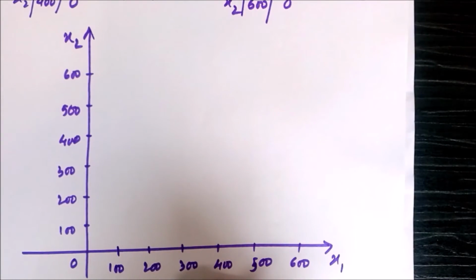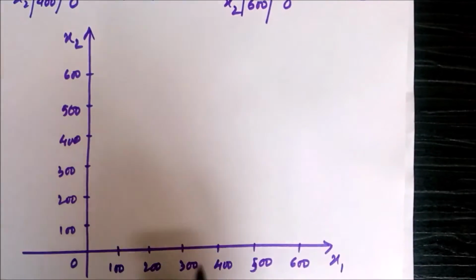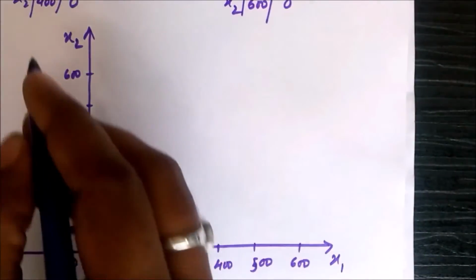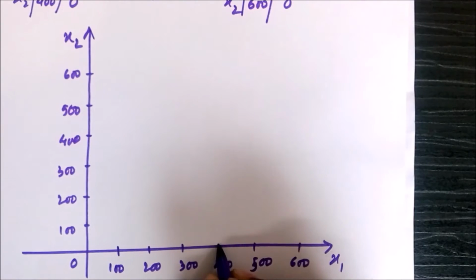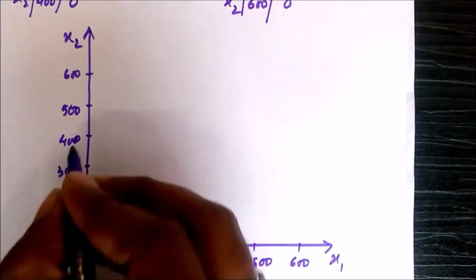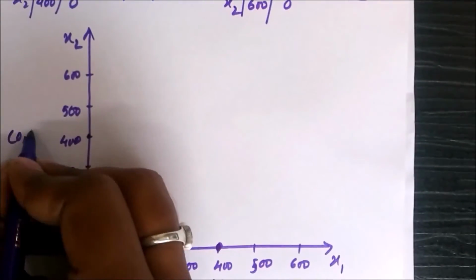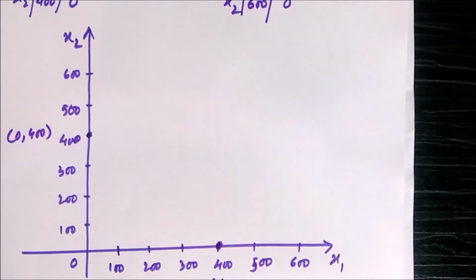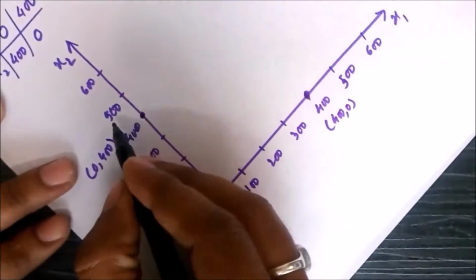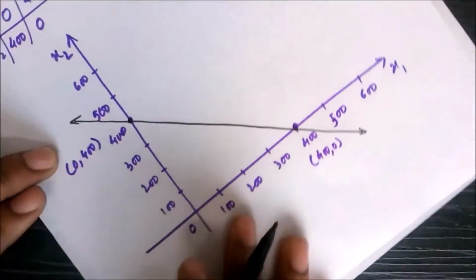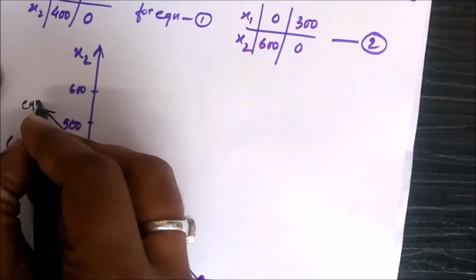To get the points from our first equation, the first point is 400, 0. Another is 0, 400. If I join these two points, I get a straight line. I draw a straight line which passes through these points, and this is for equation 1.